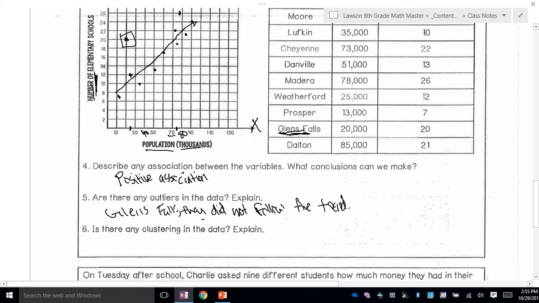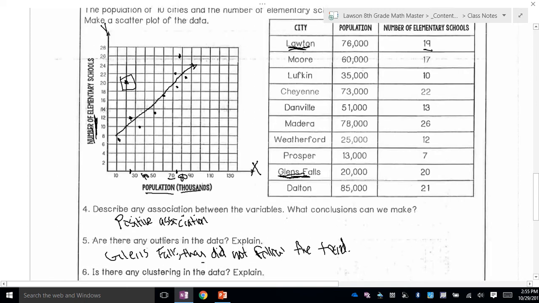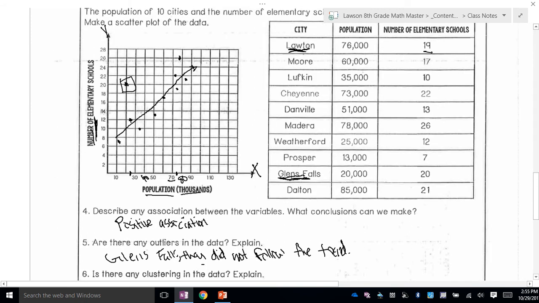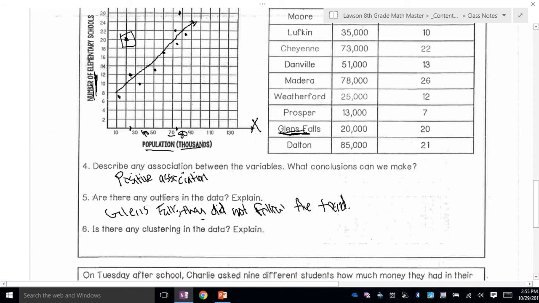Okay, and then are there any clusterings? I'll scroll back up, that way you can see the graph again. There's really not. Going from left to right, if we're looking up here, the data is pretty spread out. They're not really clustered, so we're going to go ahead and say no, there is no clustering. Okay, now we're going to go ahead and move on. Scroll down.